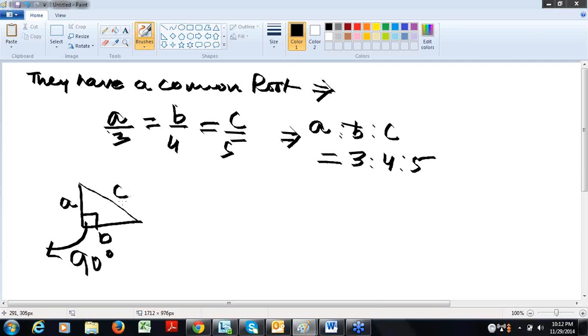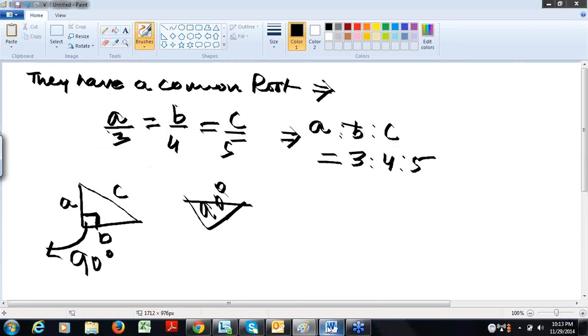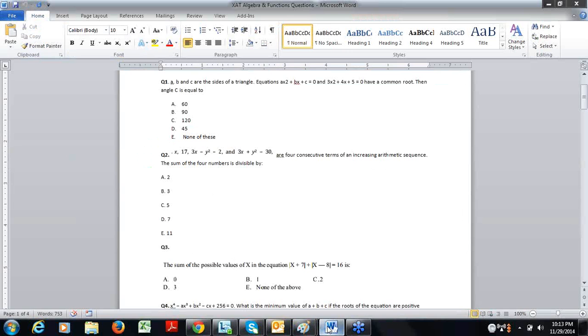Angle C will be opposite to side C, so this angle will be 90 degrees, because it is basically a right angle triangle. So there is an option of 90 degrees. Yes, we have that option. Option B. We'll go ahead and mark option B as 90 degrees.